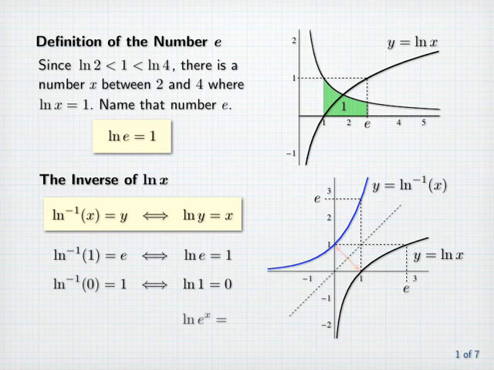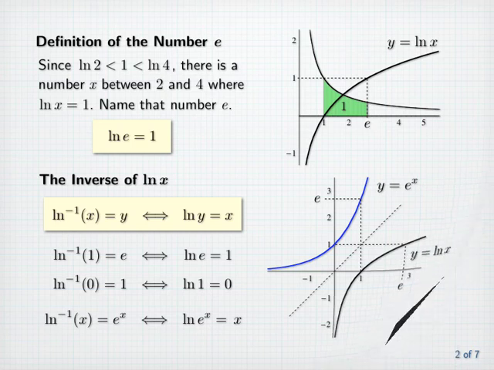The natural log of e to the x is equal to x times the natural log of e by a property of the natural logarithm. But the natural log of e equals 1, so the natural log of e to the x is equal to x for all x. That equation is equivalent to inverse natural log of x equals e to the x for all x. So we now have a simple explicit formula for inverse natural log of x. It's the number e raised to the x power.